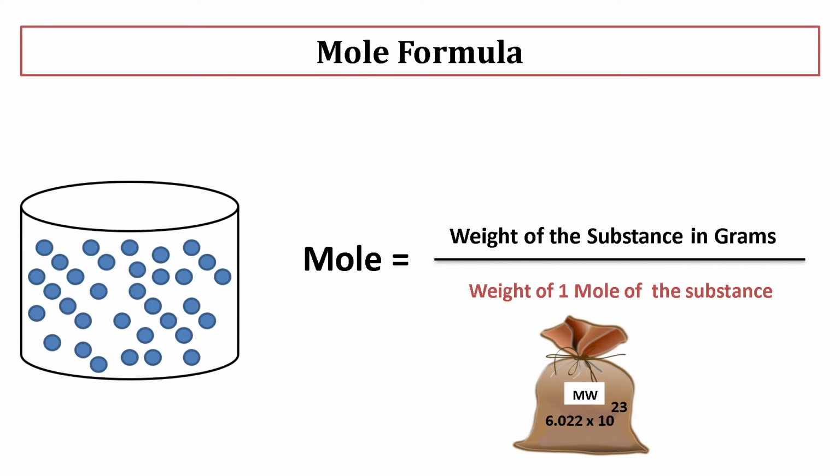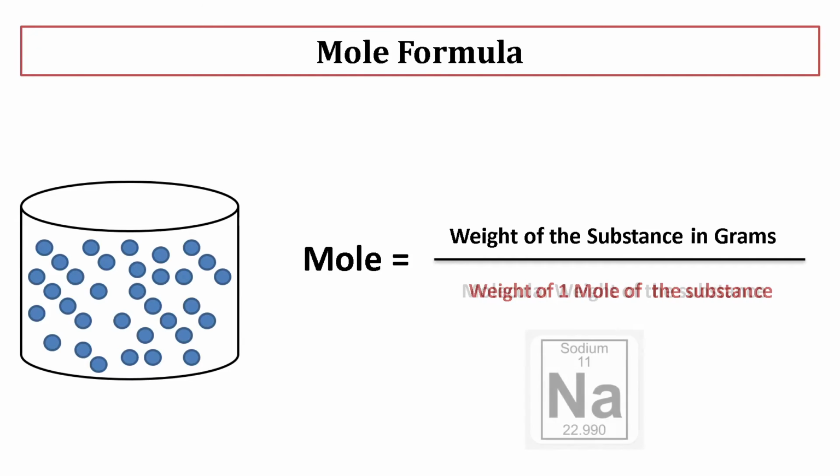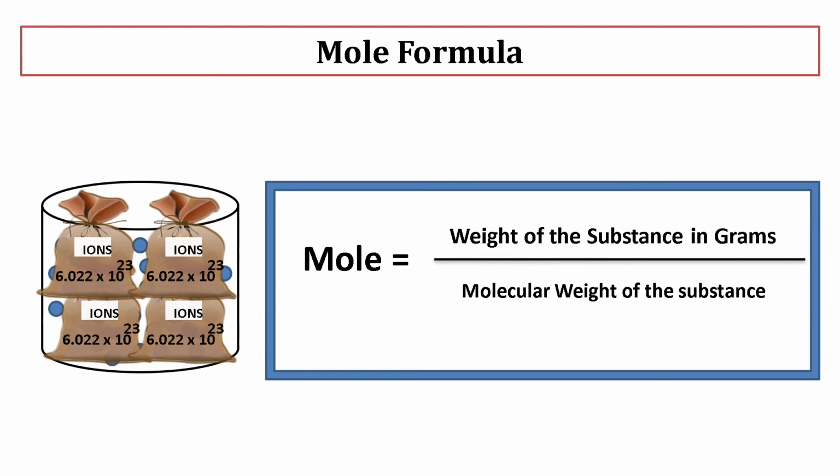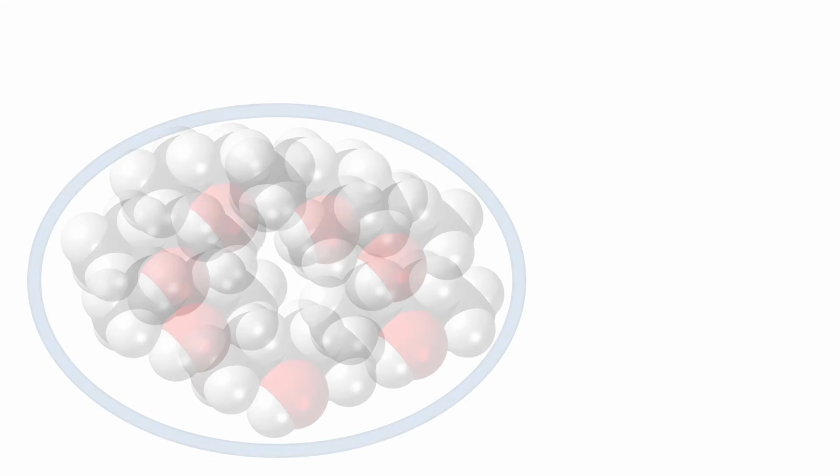And we know that 1 mole of the substance is equal to the molecular weight or the atomic weight, which can be found from the periodic table. Thus, the formula of mole will be total weight of the substance in grams divided by the molecular weight or the atomic weight in grams. That means it will denote how many molar bags will fit in a given weight of the substance.